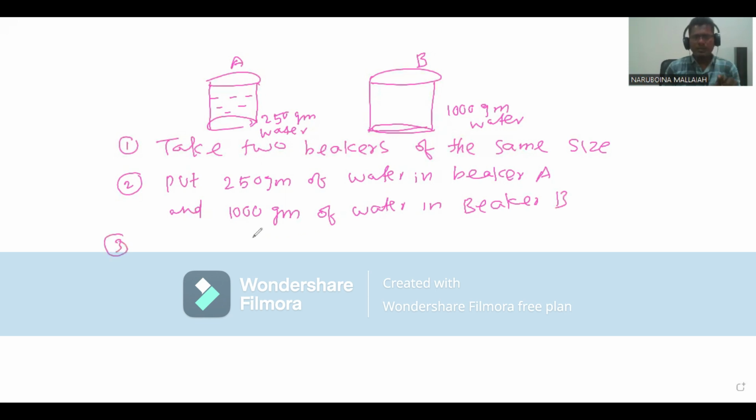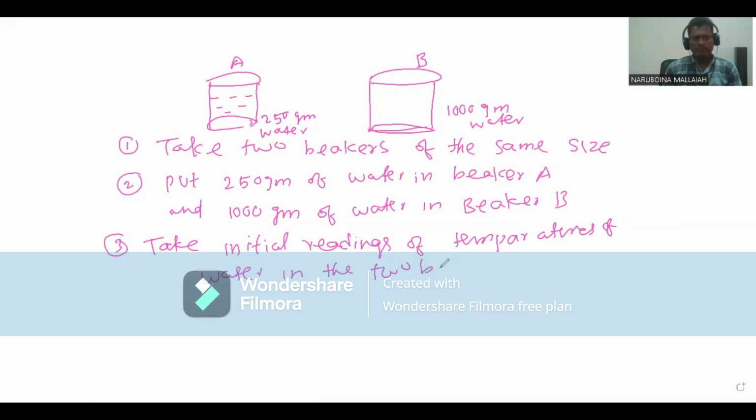After that, we have to take initial readings. Record the initial readings of temperatures of the water in the two beakers. We have to take temperatures of the waters present in the two beakers.